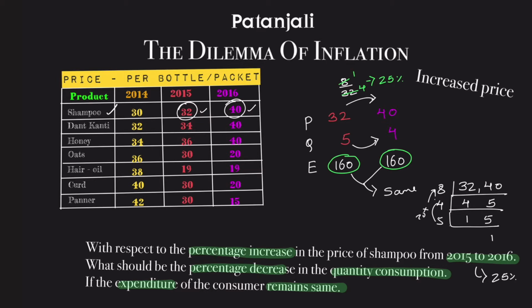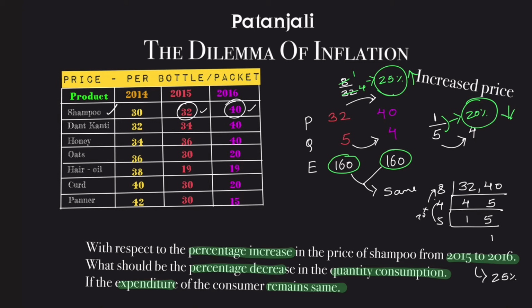With respect to the percentage increase in the price of the shampoo, which is 25%, what should be the percentage decrease in the quantity consumption? So earlier, what quantity was I consuming? 5 bottles. Now, how many bottles am I consuming? 4 bottles. So what is the reduction here? I am consuming 1 less. If I ask you a simple question of percentage decrease, the decrease is 1 and it is over 5. 1 is what percent of 5? 1 by 5 is what? 20%.